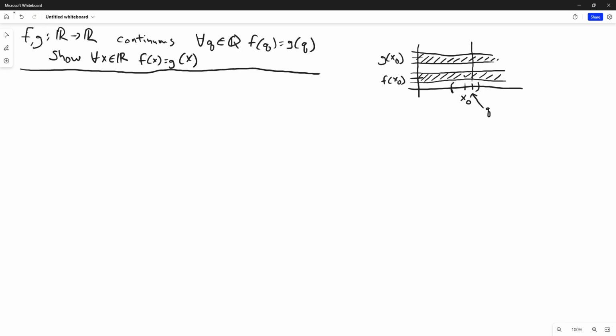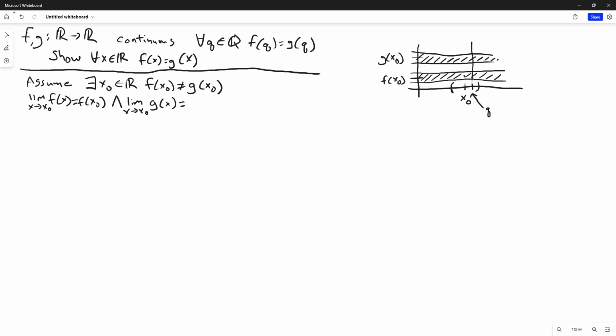So I'm going to start by stating the assumption. Assume that there exists an x0 in the reals such that f of x0 does not equal g of x0. And then we're going to go to the definition of continuity for f and for g. In particular, continuity at the point x0. The limit as x approaches x0 of f of x equals f of x0, and the limit as x approaches x0 of g of x equals g of x0.